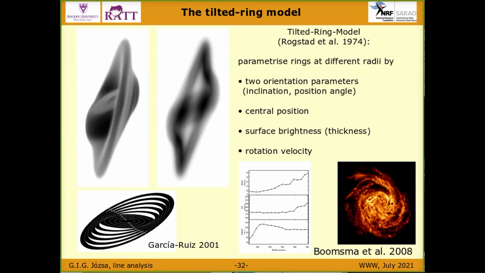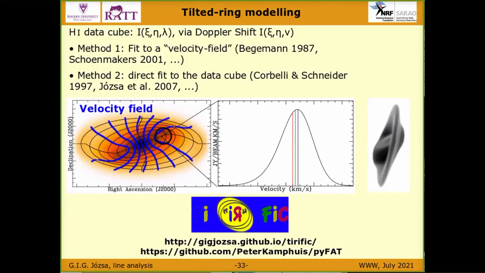It's a purely kinematical model of a galaxy where you say, okay, all the gas is on circular orbits, but it may be tilted with respect to the central plane. This means that you parametrize a galaxy by two orientation parameters, central position, the surface brightness profile, and the rotation velocity. TiRiFiC is one of the software packages that can be used to do this using the data cube. There are others, but this is a whole complete new lecture that I would need to give. You can do this in two ways: analyze the data cube itself, or analyze the velocity field. Both approaches have their advantages and disadvantages, although in recent times, more and more people are using the cube method.